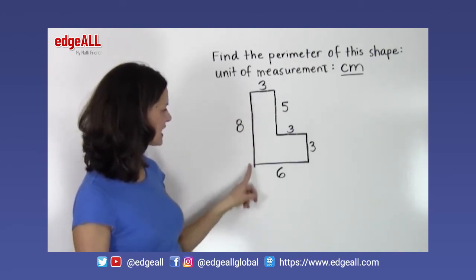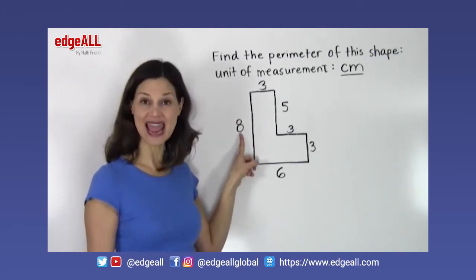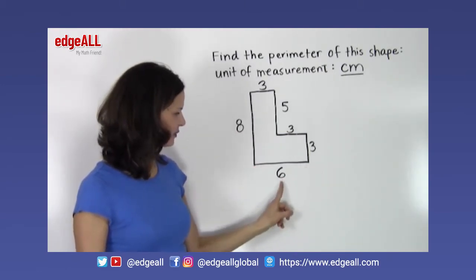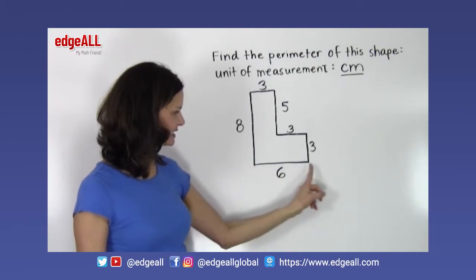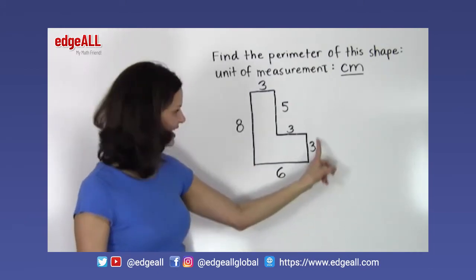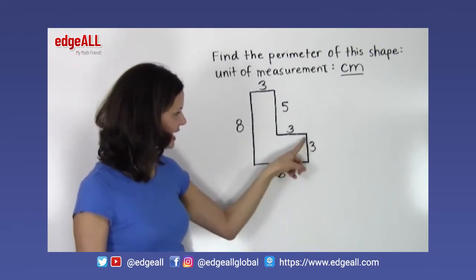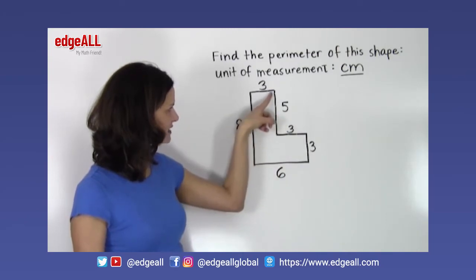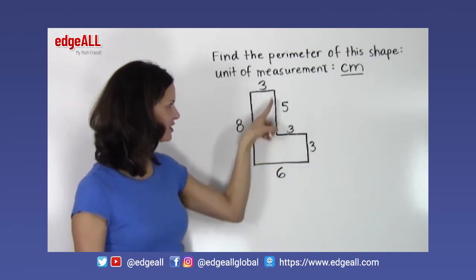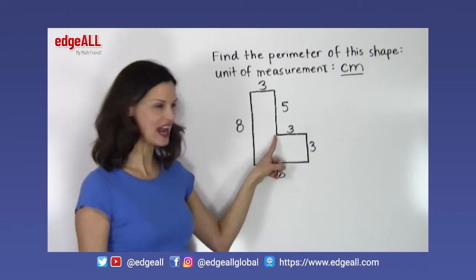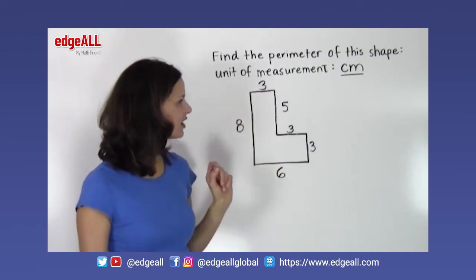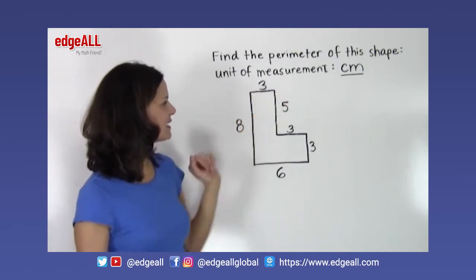We know the measurement here with this number next to it is 8. And the measurement of this side here indicates that this is a measurement of 6. The measurement here is 3, and then this 3 here goes with this little part right here of the shape. This 5 tells us that this is 5 centimeters from here to here in our shape. And then this 3 tells us that this little section right up here is a measurement of 3 centimeters.